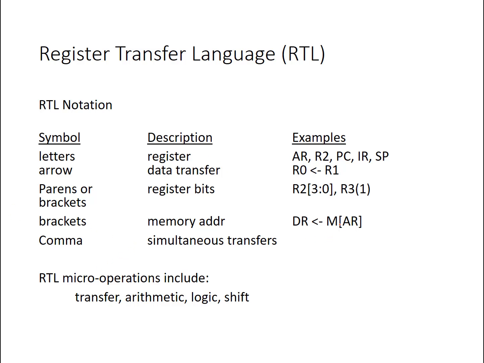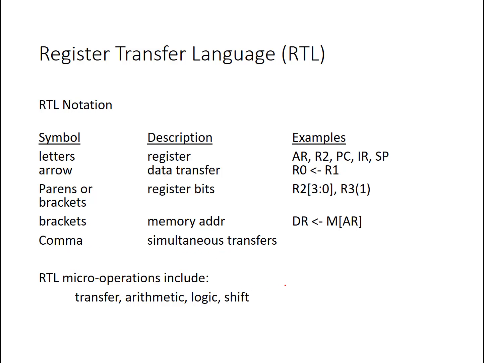We also use brackets for signifying when we're taking bits from a memory at a certain address. So if I wanted to get the contents of the memory at the address AR, and then I'm putting this into register DR. Now I can also do multiple RT operations at the same time and signify this with a comma, specifying different simultaneous transfers.